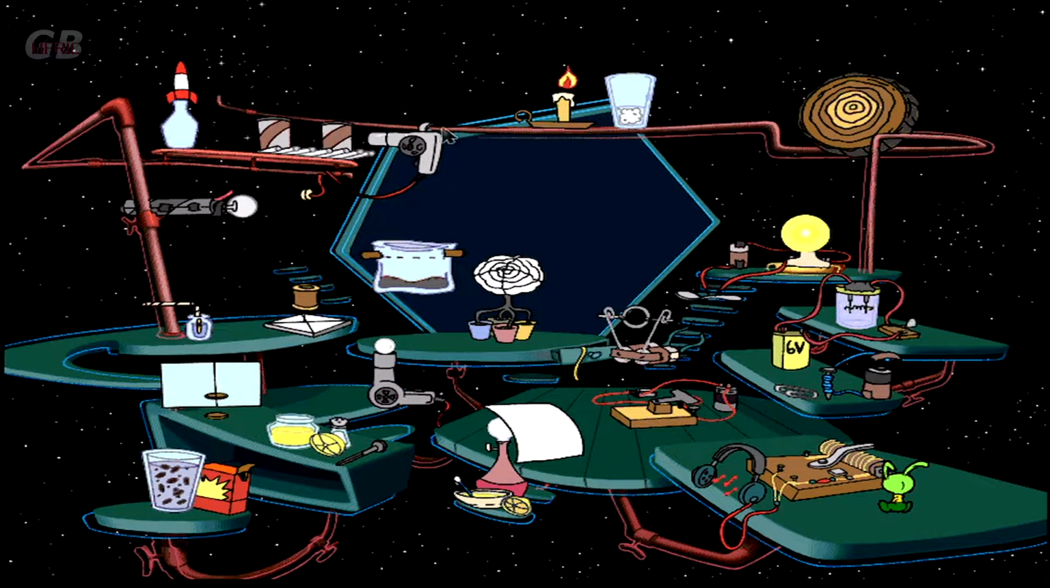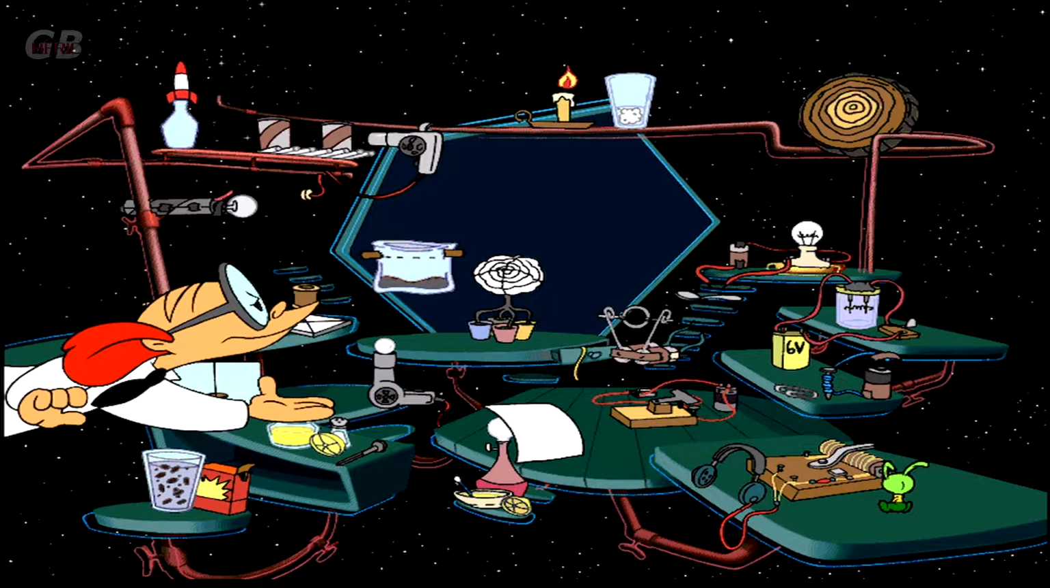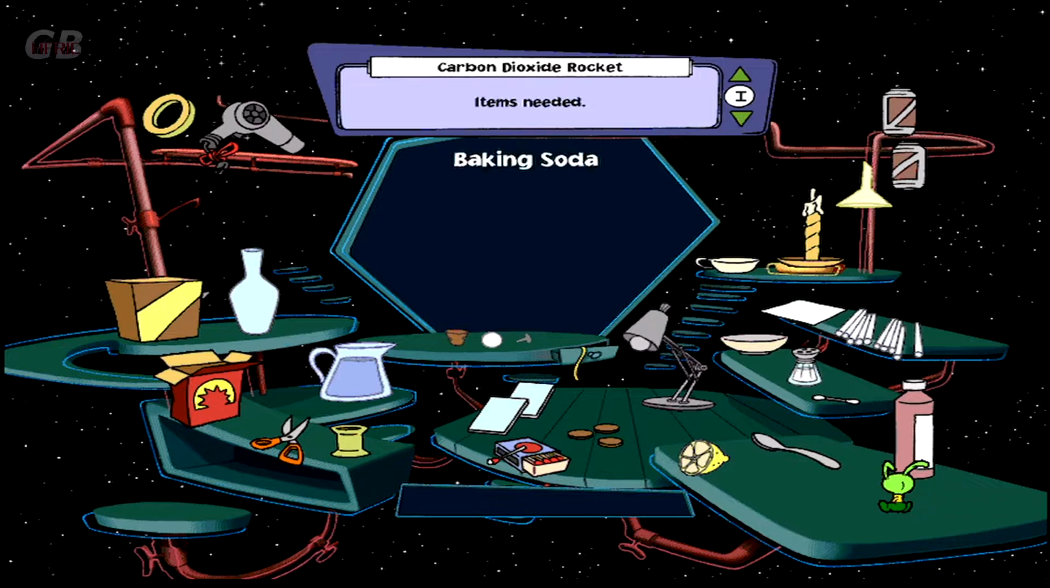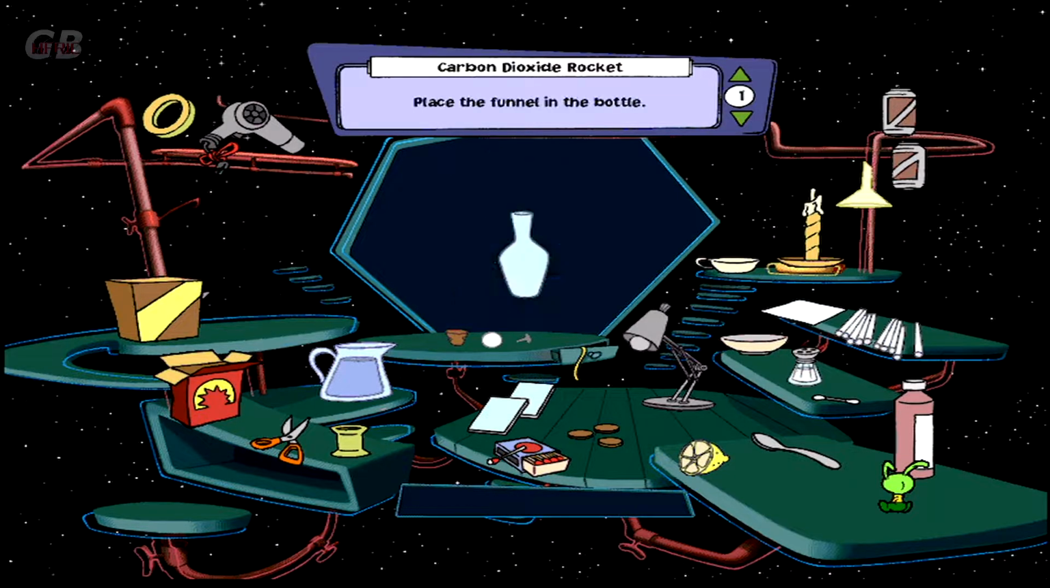Carbon dioxide rocket. Good. You've chosen the carbon dioxide rocket. Prepare for liftoff. You're going to need baking soda, vinegar, a small-mouthed bottle with a cork, a cup, scissors, a tablespoon, and a funnel. Place the funnel in the bottle. To do this, drag the funnel to the bottle in the center screen.